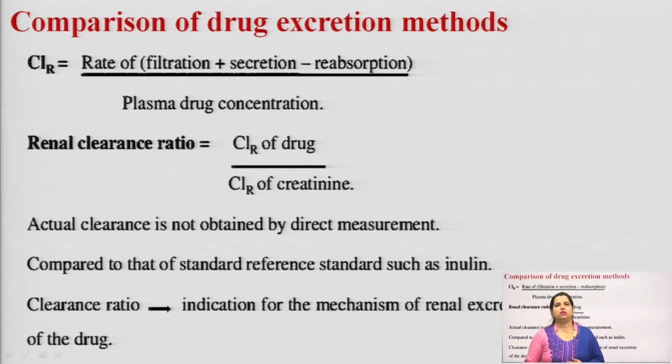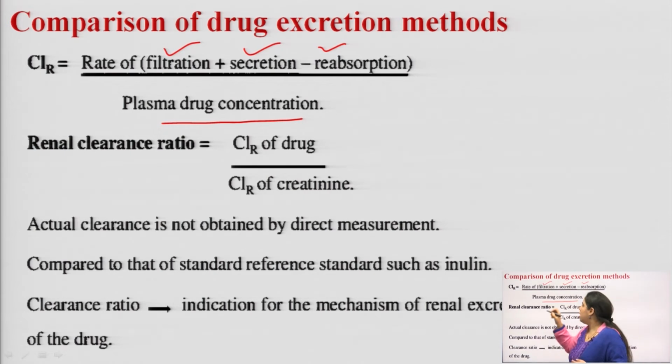Comparison of drug excretion methods. So, CLR is basically the rate of filtration plus secretion minus reabsorption. In the kidney, or we can say renal excretion, various processes are involved: rate of filtration, secretion, reabsorption, divided by plasma drug concentration. So, we take all the processes and calculate filtration plus secretion minus reabsorption, divided by plasma concentration.